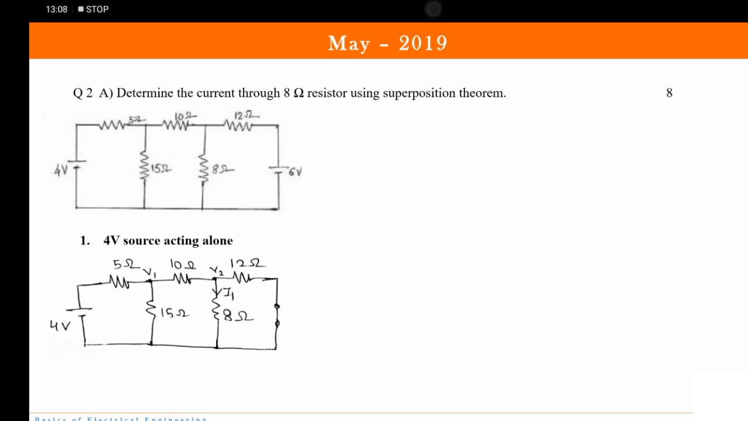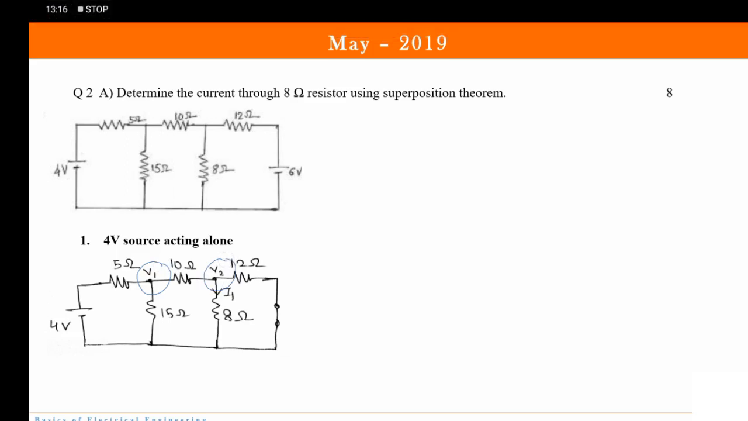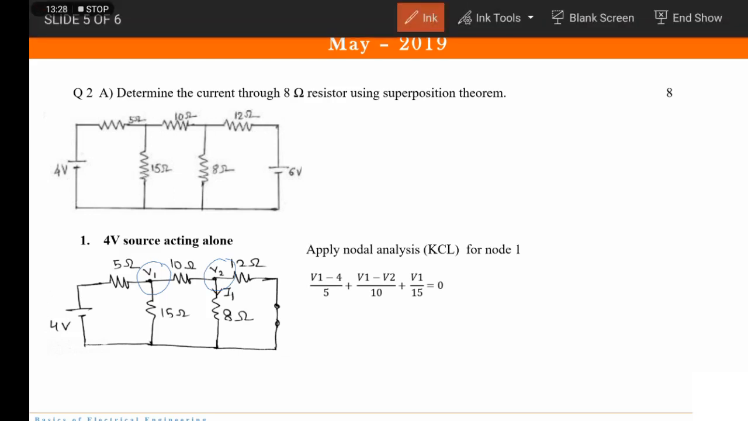Now what we have done is, we have considered these nodes, named V1 and V2. So we will be using nodal analysis. Let us write the nodal analysis or KCL equation for the first node. If you pay attention, the first term is this path, so it is (V1 minus 4) upon 5, correct?